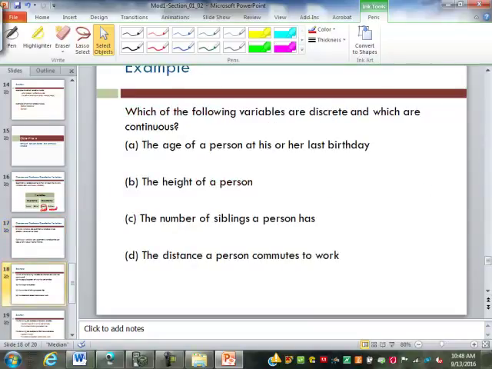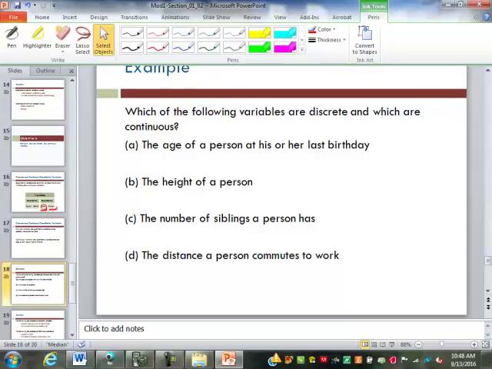So which of the following are discrete, which are continuous? Age of a person at his or her last birthday. That would be discrete. The key there is they said at their last birthday. So that means it's going to be 1, 2, 3, 4, 5, not 1.7 years or anything like that. It's at their last birthday, so it's going to be a whole number.